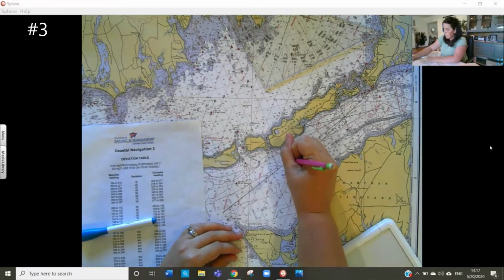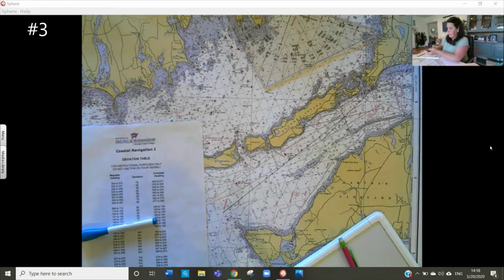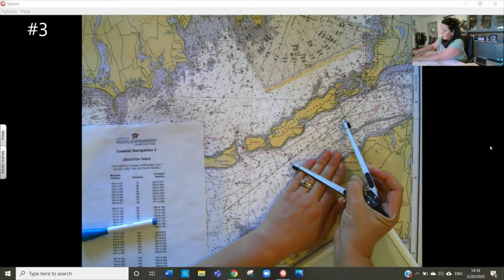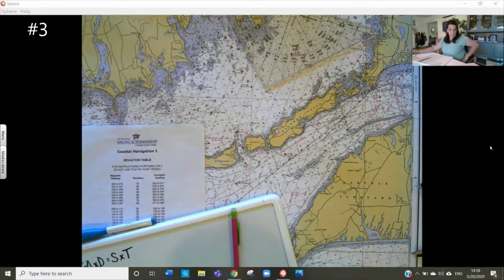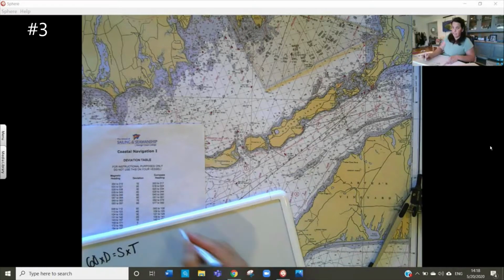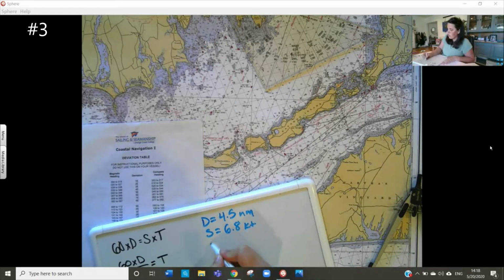So this is the position that I'll be abeam, but I want to know what time that is. In order to do that, we're going to use 60 D Street. If I was here at 10, when can I anticipate being here at a speed of 6.8 knots? So I need to measure my distance, and I get a distance of exactly 4.5. So we have a distance of 4.5, a speed of 6.8. What is the time?